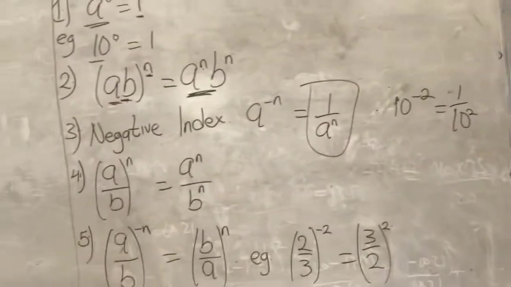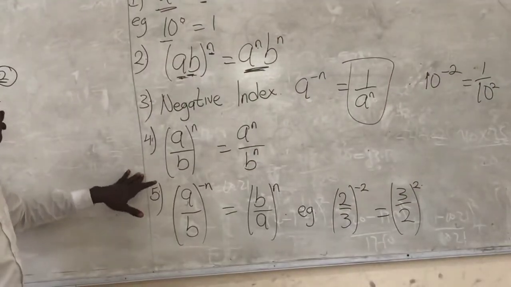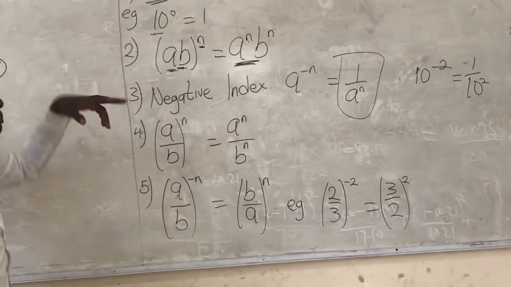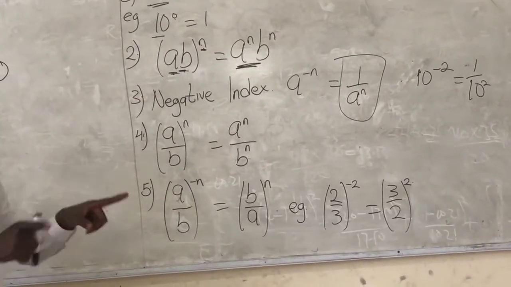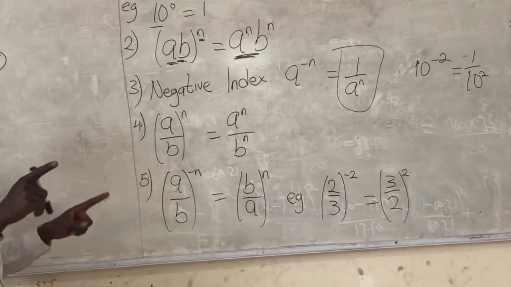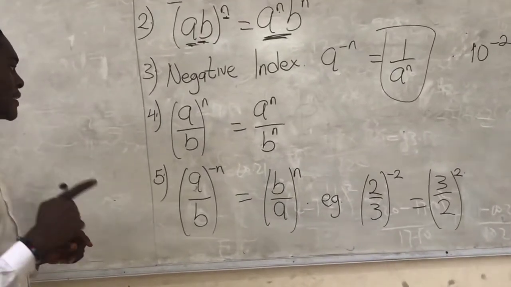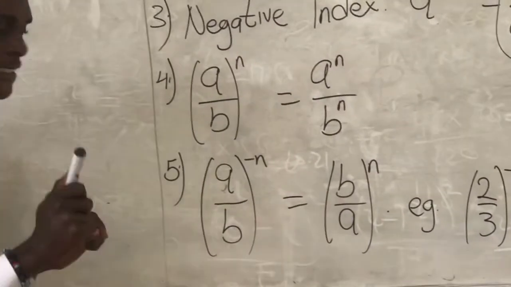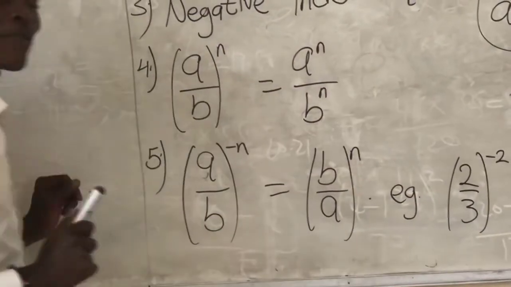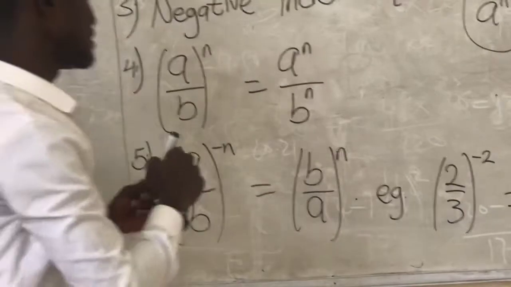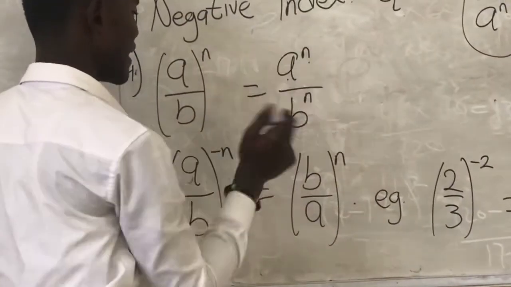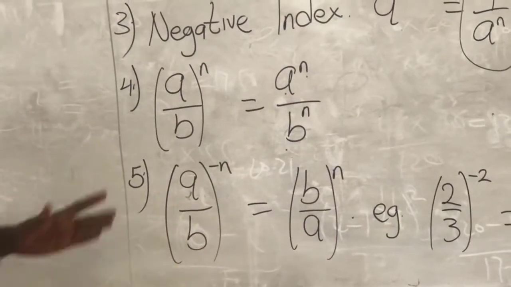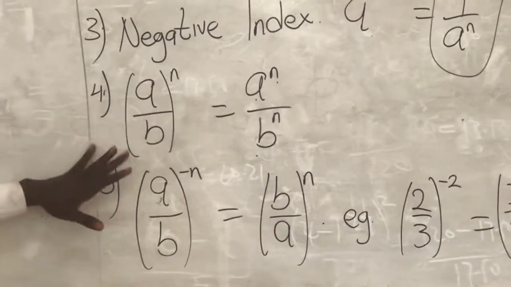Okay, so let's move on to property 4. Property 4 states that when A is dividing B, and they are in the same bracket and they all have one exponent, A will take its exponent and B will also take the exponent. So you treat it like this: A exponent n over B exponent n. This is what property 4 has for us.